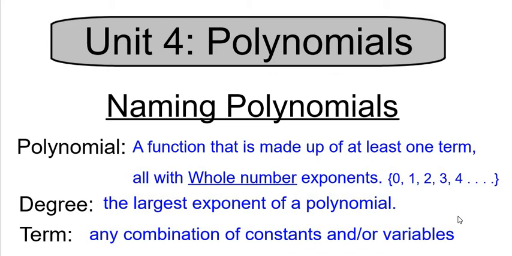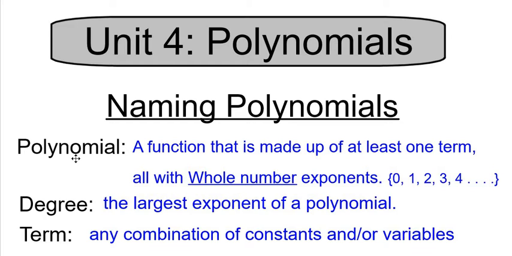In this video, we're going to talk about polynomials. Polynomials are actually something we've already looked at because a quadratic is actually a type of polynomial. So the focus today will be on what a polynomial is and how to name it.